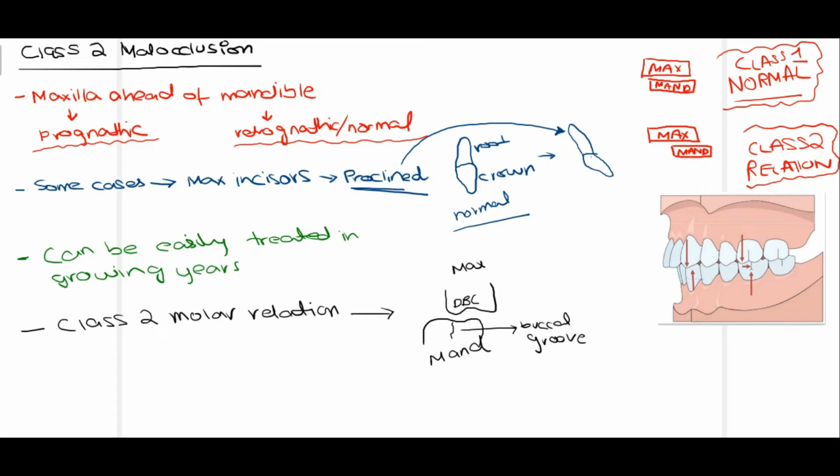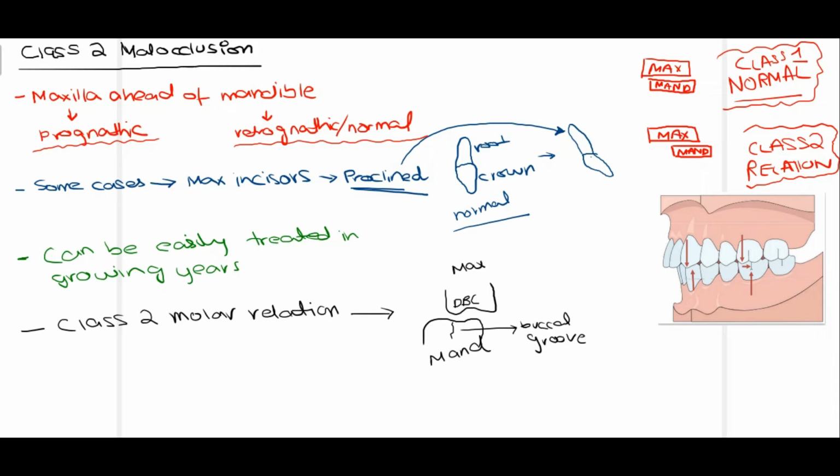Now, when we talk about treatment options that are available for class 2 malocclusion, it can be easily treated in growing years because we can stop or modify the growth of mandible and maxilla, and it can be easily treated. Treatment options are a bit difficult in adult patients because the growth has now stopped. So we go for either camouflage and surgical options that we'll discuss at the end of this video.